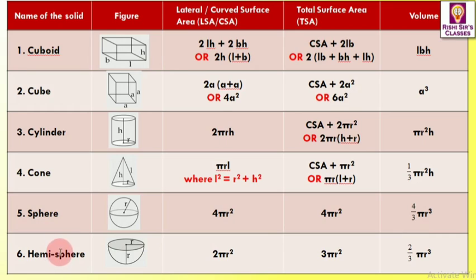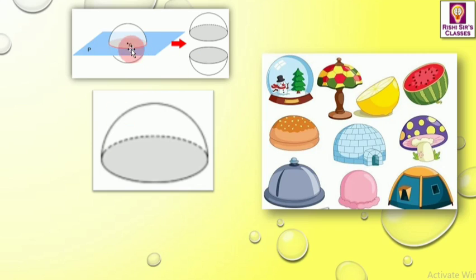There are great similarities between the hemisphere and sphere. Just assume that we are cutting a sphere in 2 parts. We will get a hemisphere. So in this case also, we are having only one dimension, and that is r only. Means if we know the value of r for hemisphere or sphere, we are able to find out the CSA, TSA or volume of it.